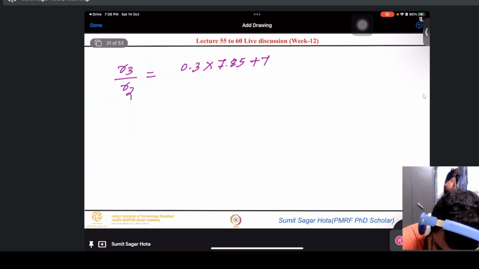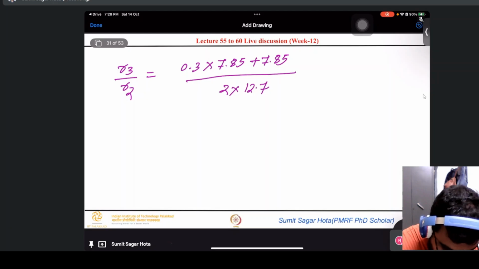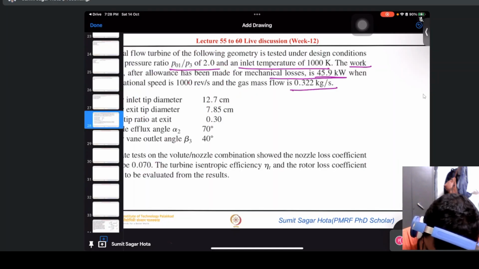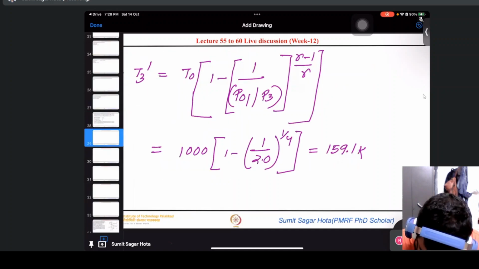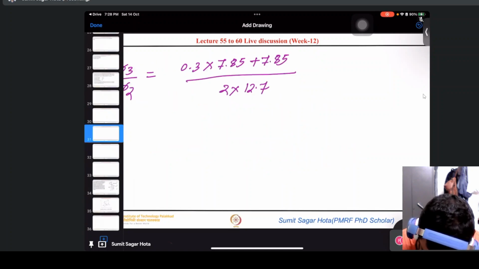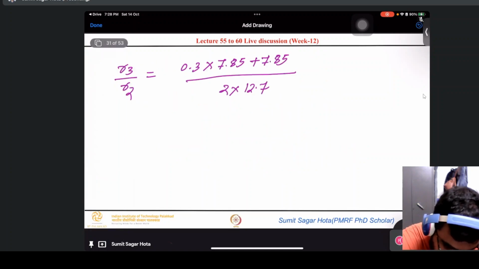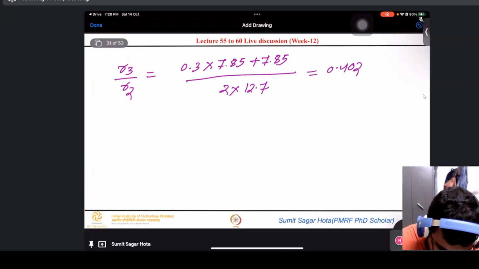7.85 divided by 2 into 12.7, where 12.7 is your rotor inlet tip diameter. All things are given here: this is your 12.7, this is your 7.85, and this is 0.3. So using this formula you can find out this ratio R3 by R2, which is 0.402.